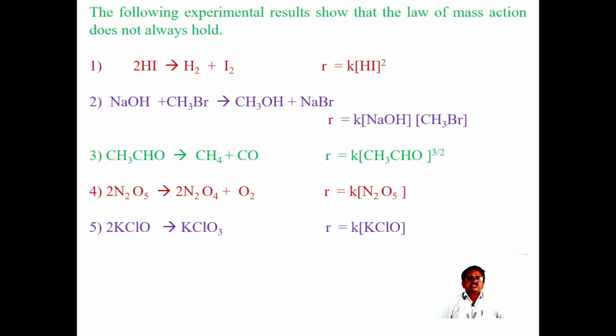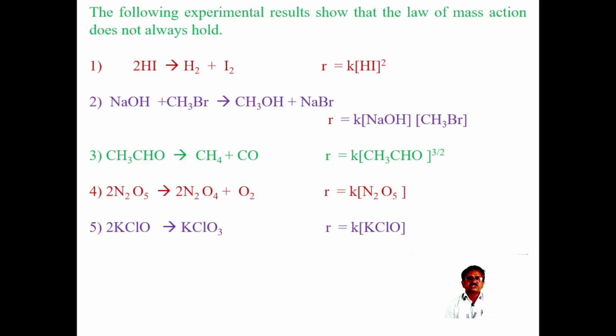You can just see, 2HI gives H2 plus I2. The rate equation for this reaction is R equals K [HI]^2. Here the rate law, that is the law of mass action, follows. Good. Now the second example: NaOH plus CH3Br gives CH3OH plus NaBr. For this, rate equals K [NaOH][CH3Br]. So here also it follows.